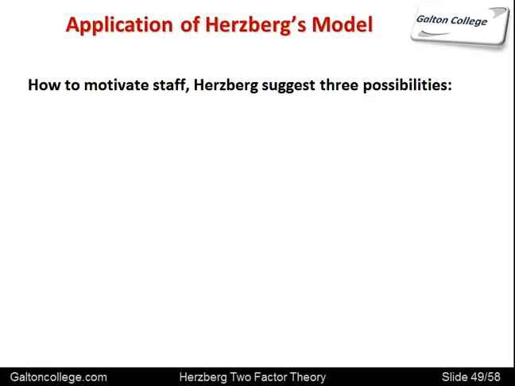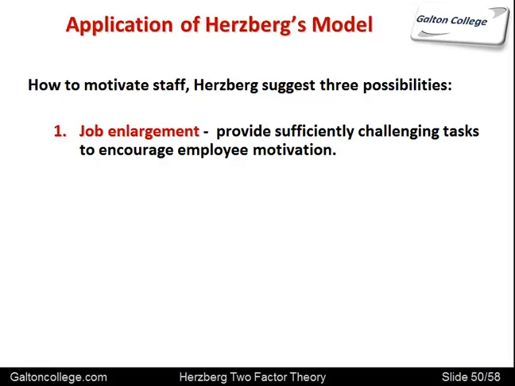Now, how to motivate staff? Well, Herzberg suggested three possibilities. First of all, job enlargement, or job enrichment it's also called, provides sufficient challenging tasks to encourage employee motivation. Just involve the workers. Get their opinion, ask for recommendations, talk to them, make them feel that they're part of a team, which they are.